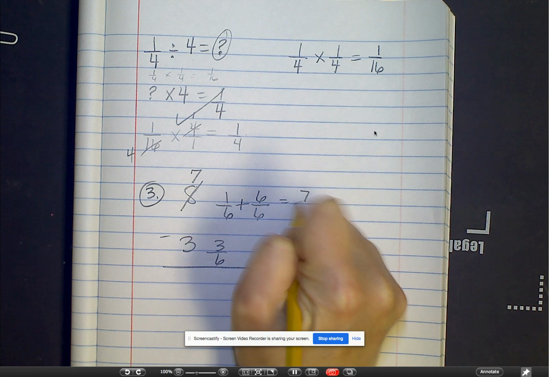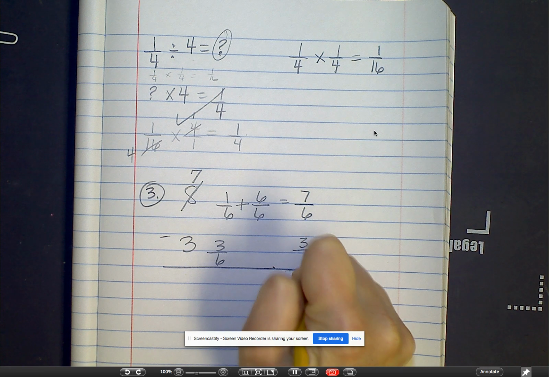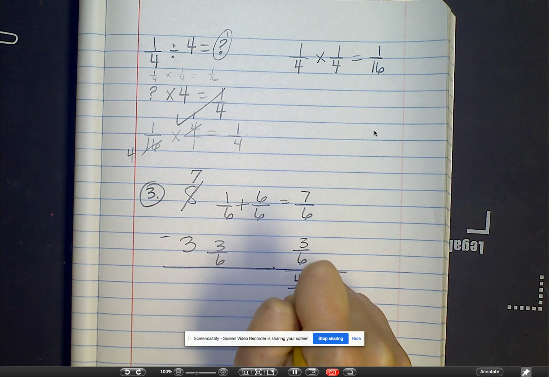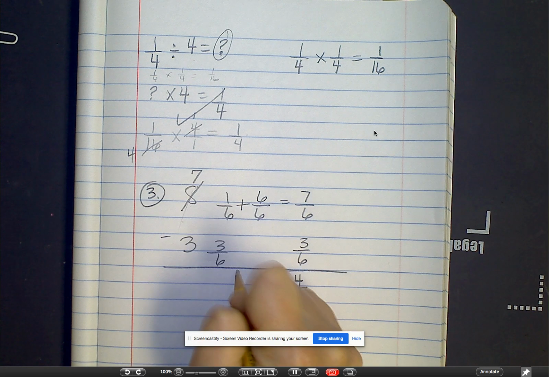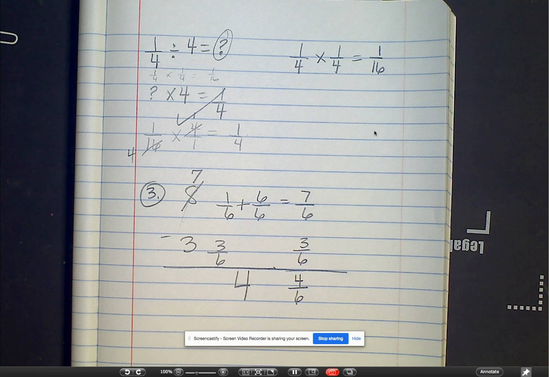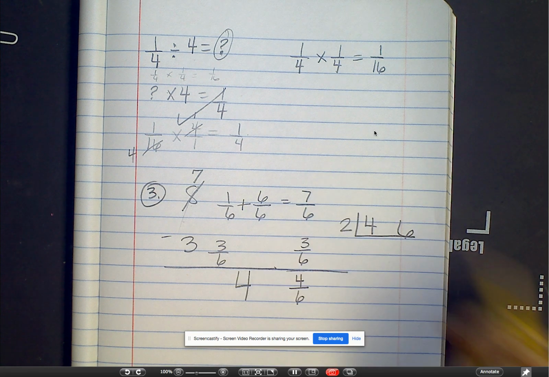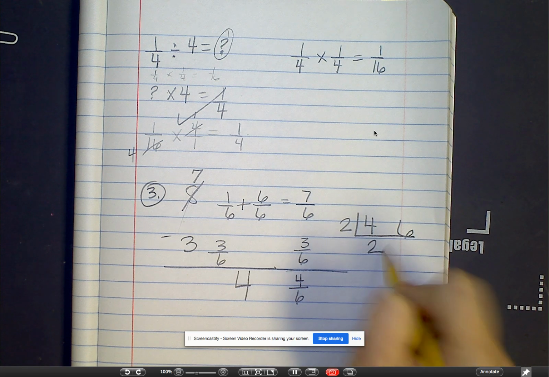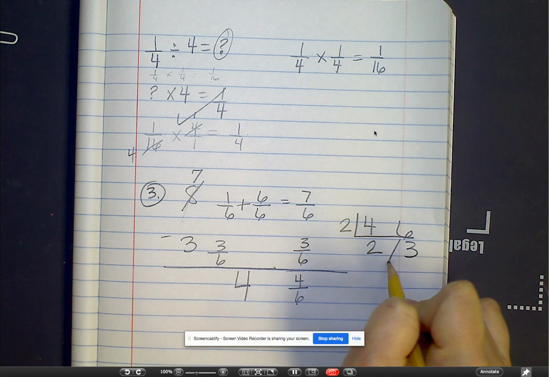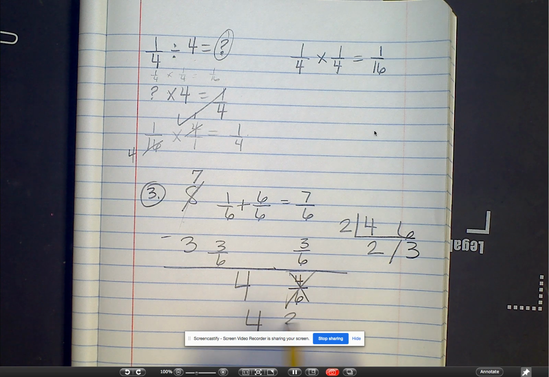So this is going to give me 7/6 minus 3/6. And that's going to give me 4/6. Remember this. That's going to give me 4 and 4/6. We always have to reduce, so you put it in the ladder. I'm going to pop out a 2. 2 goes into 4 twice. 2 goes into 6 3 times. So final answer is 4 2/3.